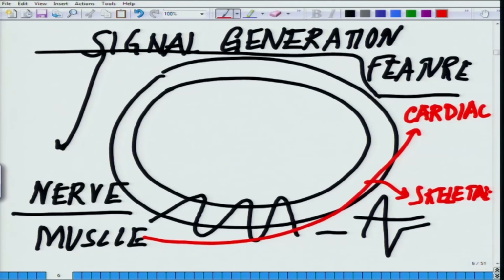And apart from it, there is another set of muscles which are called smooth muscles, which line your intestinal or gastrointestinal tract. So, these cells have the potential, the feature of generating electrical signals as well as chemical signals. So, this is another feature of these kinds of membranes.